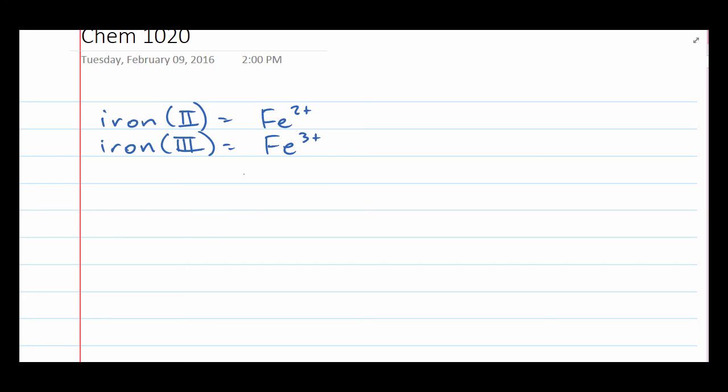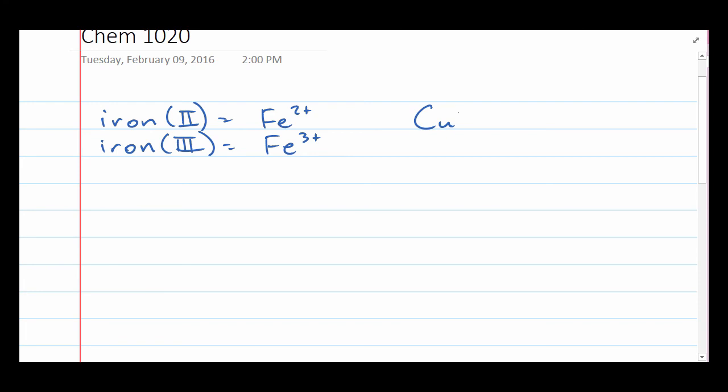If we saw this ion, the iron 2 ion, we would know that its formula is Fe with a 2 plus charge. And if we encountered something that has a name of iron 3, then we know that we're dealing with iron with a 3 plus charge. Now these numbers up here, hopefully all of you know how to write out these numbers as Roman numerals. These Roman numerals are equal to the charge that's on the ion itself.